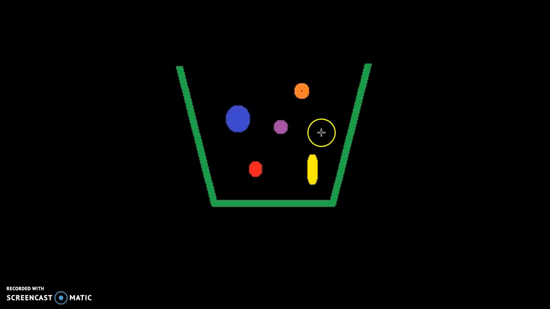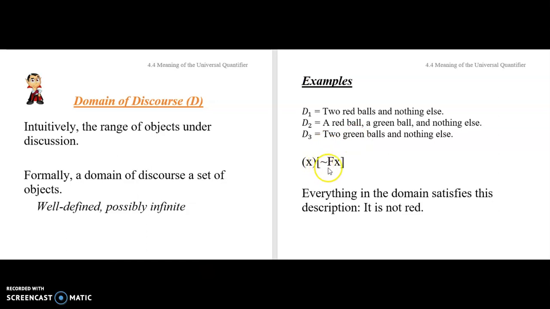It just helps me get a concrete idea of what's being stated. So back to the problem at hand, right? We're imagining that we're reaching into Santa's bag, and it's saying no matter what you pick out of there, everything in there, no matter what you pick out, satisfies the following description. It's not red, right? It lacks the property of being red.